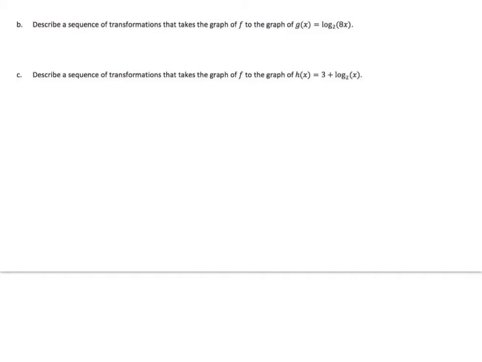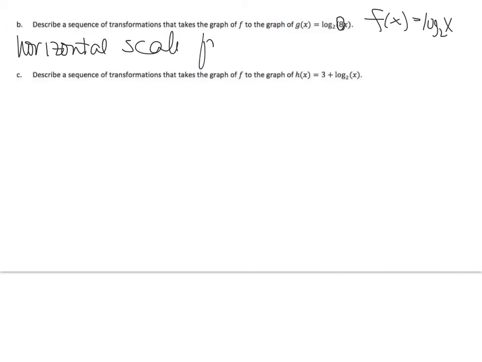Describe a sequence of transformations that takes the graph of f to the graph of g. g of x is log base 2 of 8x. So f of x was log base 2 of x, right? So the graph of g is now on the inside, so it's always going to be horizontal. And our scale factor is always going to be 1 over the coefficient. Horizontal scale with a factor of 1/8.